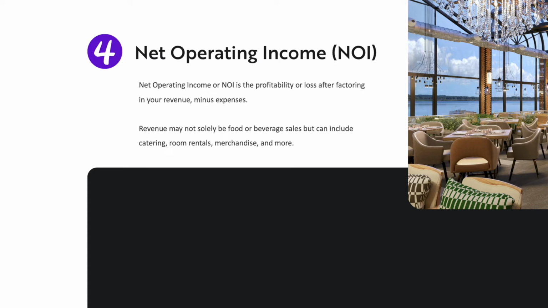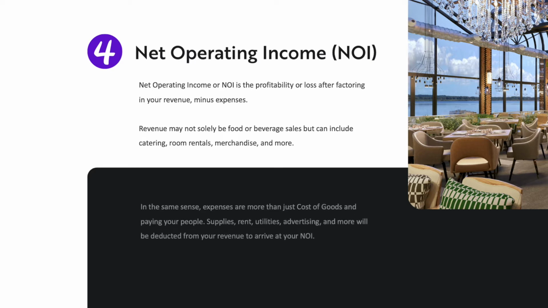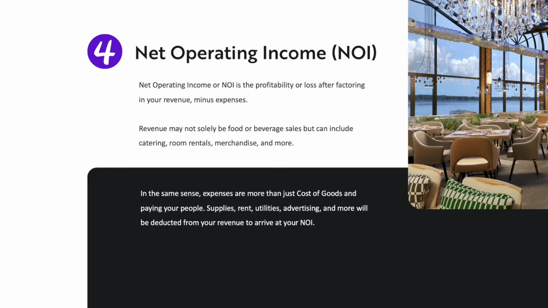Net operating income is the profitability or loss after factoring in your revenue minus your expenses. Revenue may not solely be food or beverage sales, but can include catering, room rentals, merchandise, and more. In the same sense, expenses are more than just cost of goods and paying your people. Supplies, rent, utilities, advertising, and more. These will all be deducted from your revenue to arrive at your NOI.